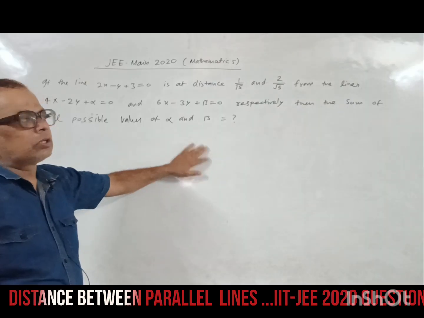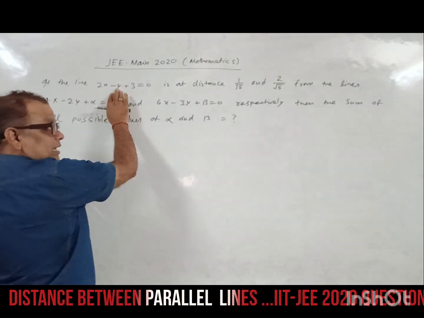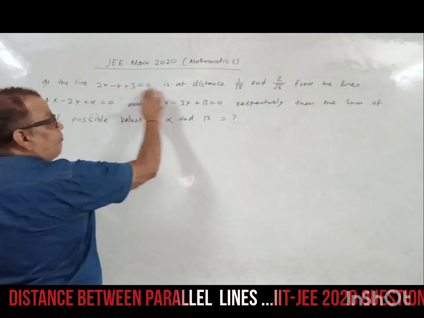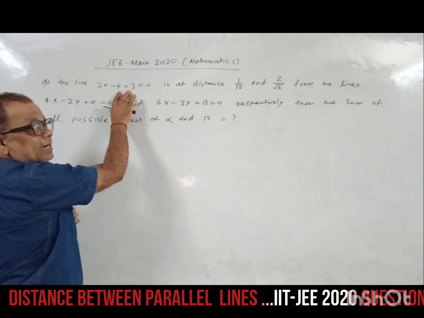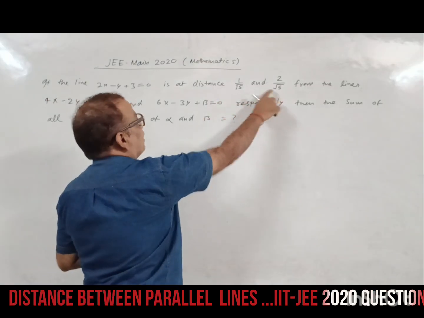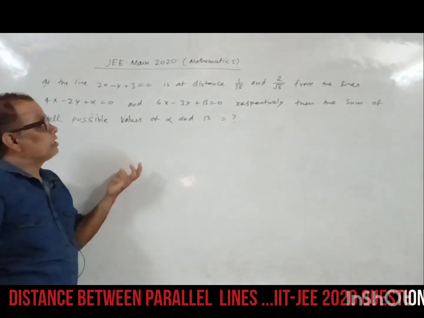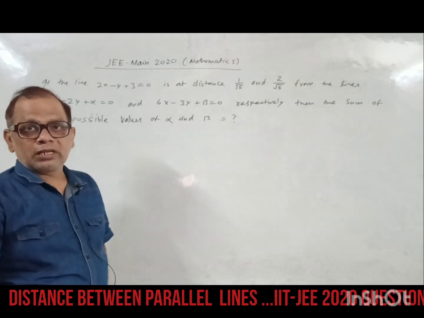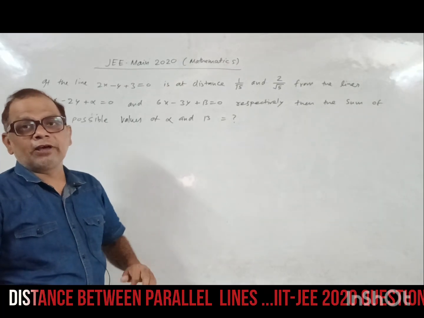Okay, so the question is saying that this line is at a distance of 1 by root 5 from this line, and this line is at a distance of 2 by root 5 from this line, in which alpha and beta are there. So we have to find alpha and beta, and then find the sum of alpha and beta.